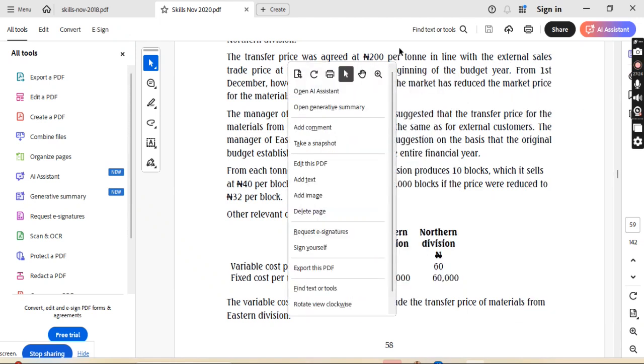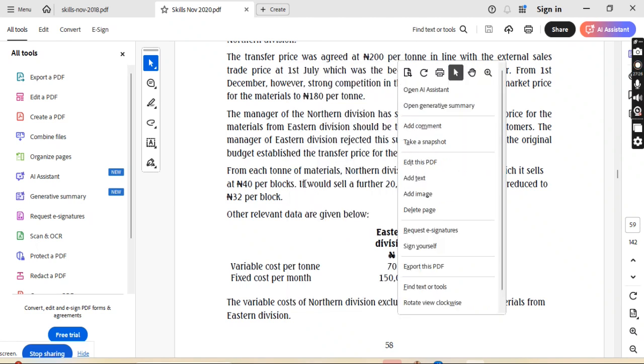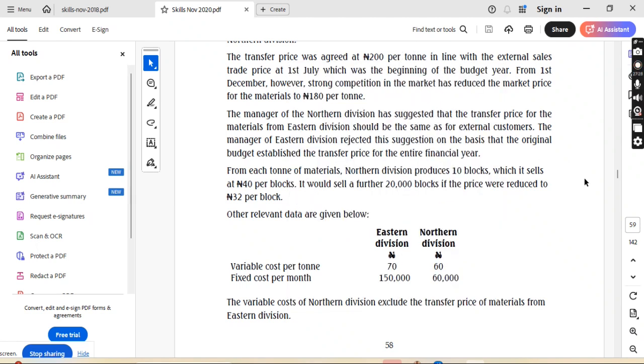Class, am I communicating, please? So you can see that there is kind of a dispute between the northern and the eastern division. That is why the question says, okay, let's do the transfer price based on the 200 and 180 and see what we will have at the end of the period. So that is why the question says that we should do it that way.